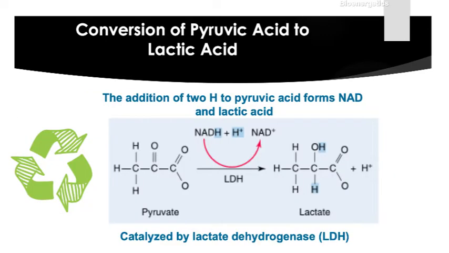So the first one here basically shows how pyruvate will be converted into lactate, and how NADH plays a role in that. So we can see that lactate dehydrogenase basically catalyzes that reaction, and we can see that the hydrogens from NADH are put onto the pyruvate molecule, which then converts it into lactate. So you can see the hydrogens being kind of put onto this molecule here. And in that process, we see that NADH is recycled into NAD again.